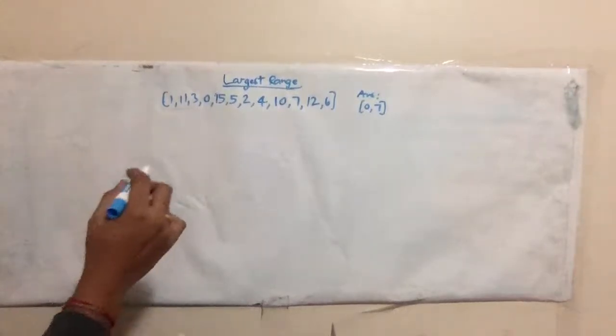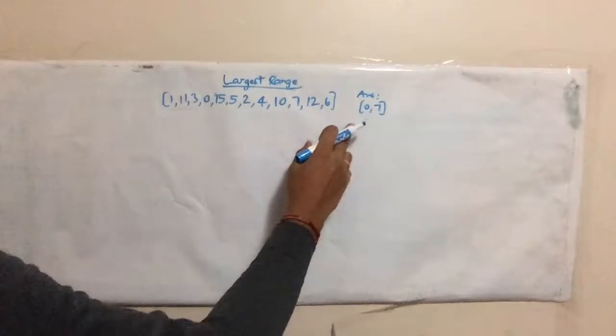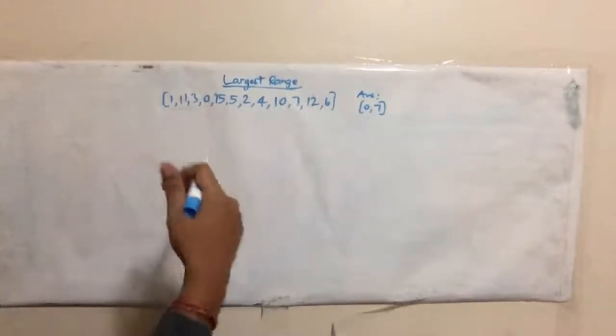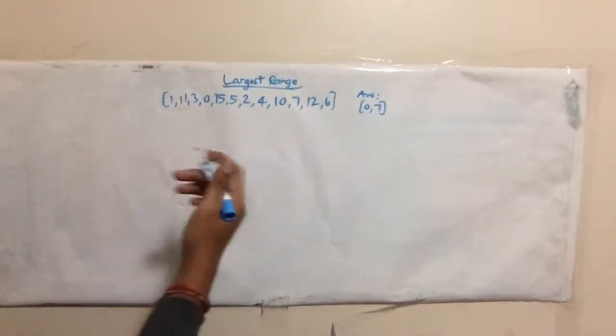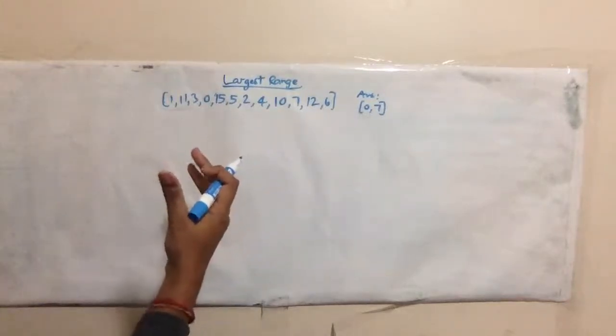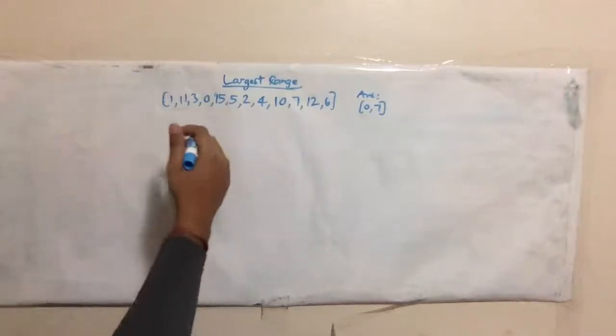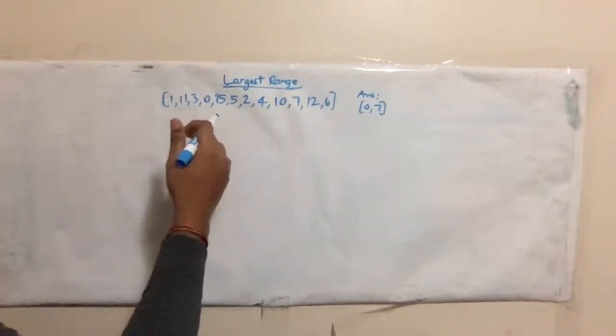Hi. Today we would like to see this coding problem of finding the largest range. In this we have been given a list, and we were asked to find the first element and the last element of the largest continuous string of continuous numbers that we can generate from here.